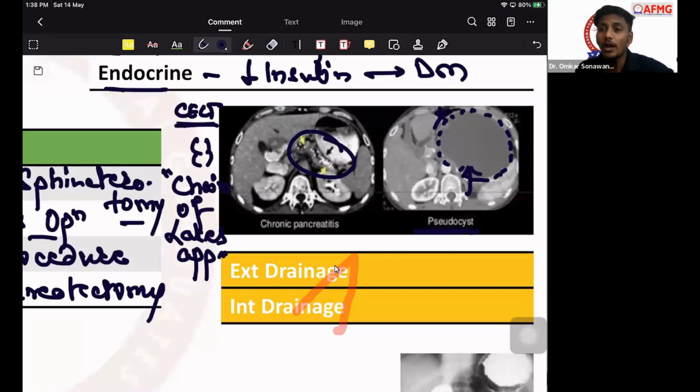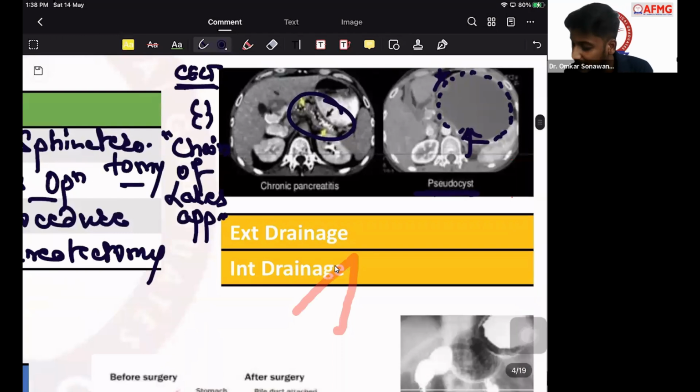Pseudocyst, as I told you, is a non-problematic condition. It usually is self-resolving. It resolves usually within a period of 6 weeks. Remember, it is self-resolving.